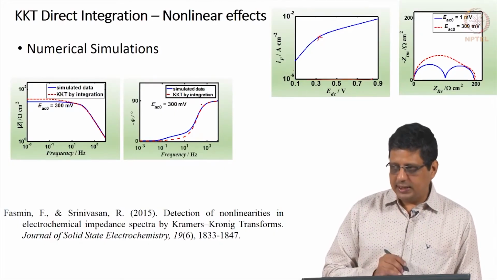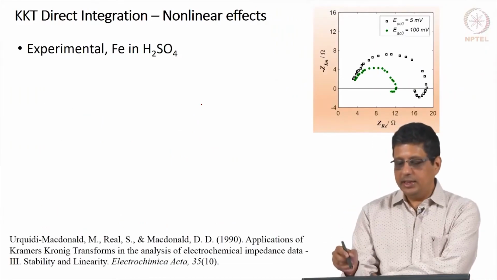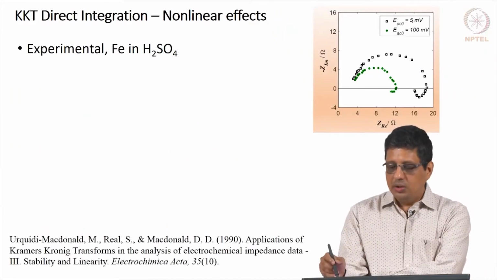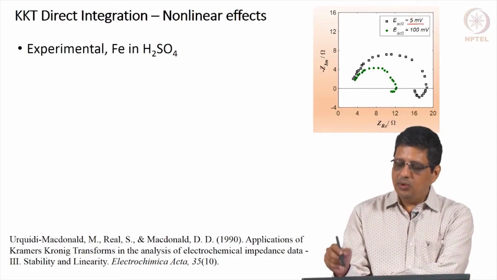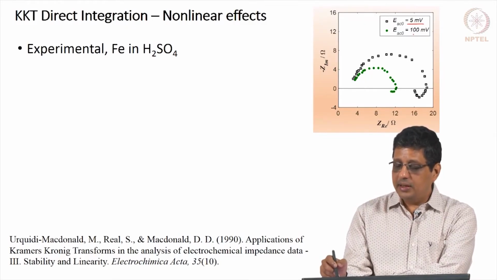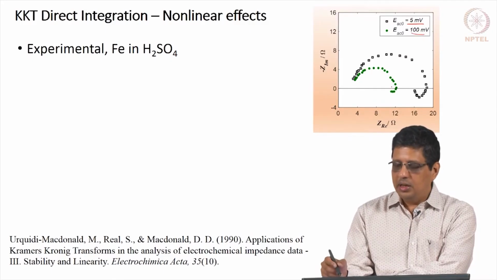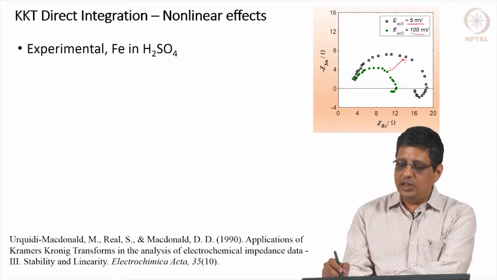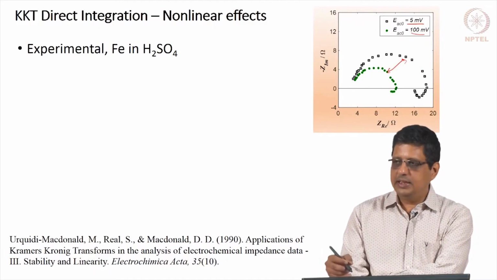But this is one example. I want to show another example. This is actually experimental data. This is taken by Professor McDonald's group. 5 millivolt data is the black square here, and larger amplitude 100 millivolt data is green round. Look at this, you can say definitely these two are different, they are not same, which means this has nonlinear effect.